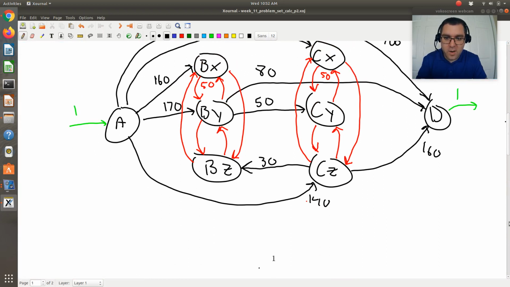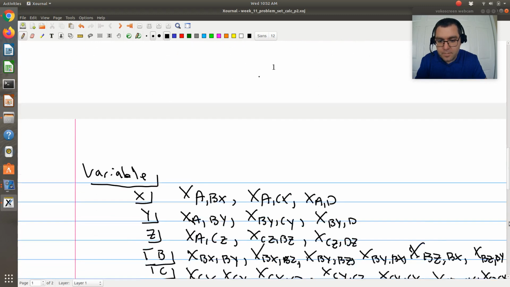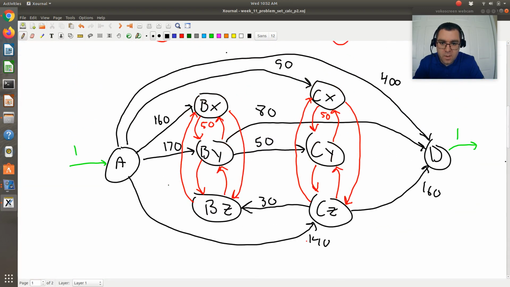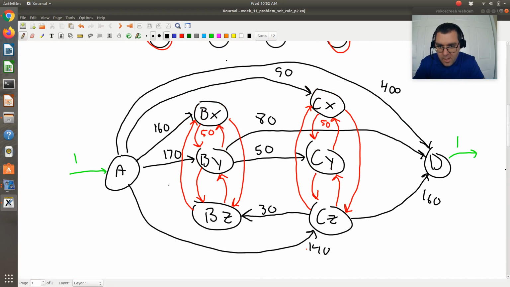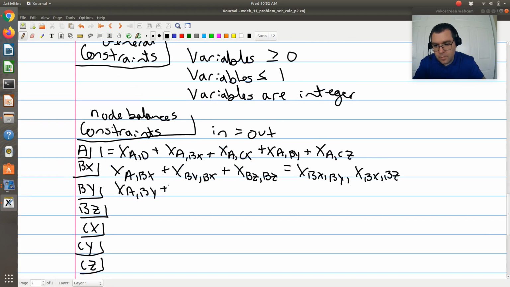Okay, first let's do flights coming in. I just have a flight from A coming into Y. So I have X, A, B, Y. Okay, now let's account for transfers in. I can transfer into Y from X or Z. So it'll be X, BX, BY plus X, BZ, BY. Okay, now what's coming out.